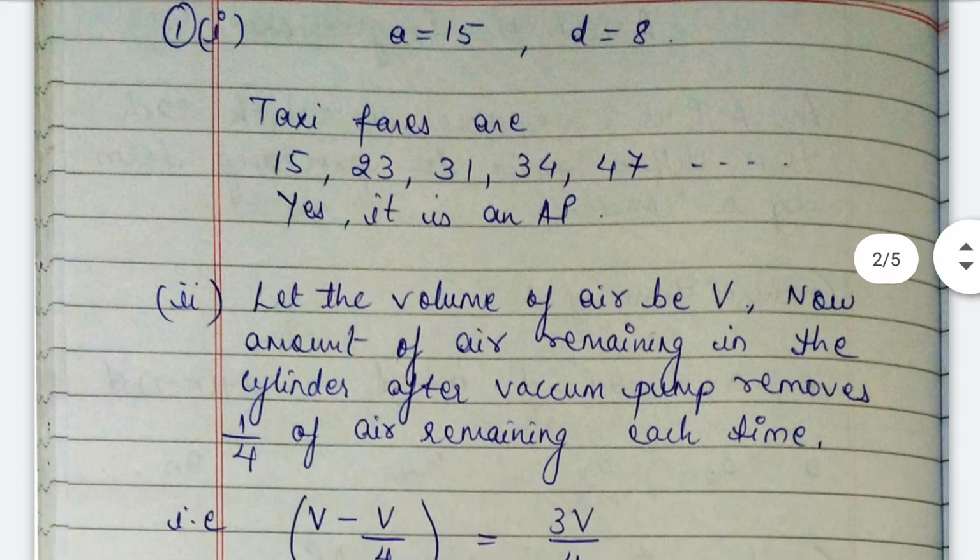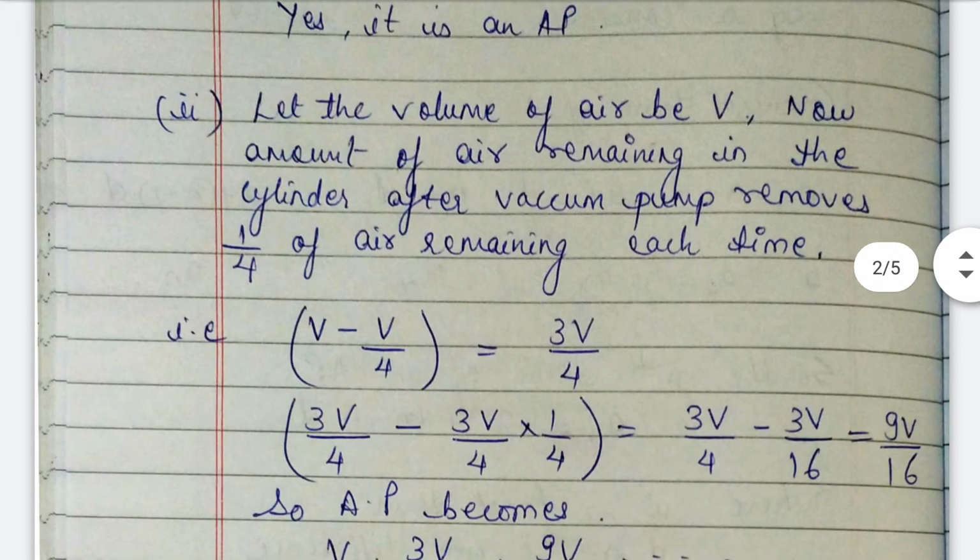Next, question (ii). The amount of air present in a cylinder when a vacuum pump removes 1/4 of the air remaining in the cylinder at a time. Every time the vacuum pump removes a 1/4 part. Let the initial amount be V. If we remove 1/4 of it, that is V minus V by 4, so the remaining part is 3V by 4.